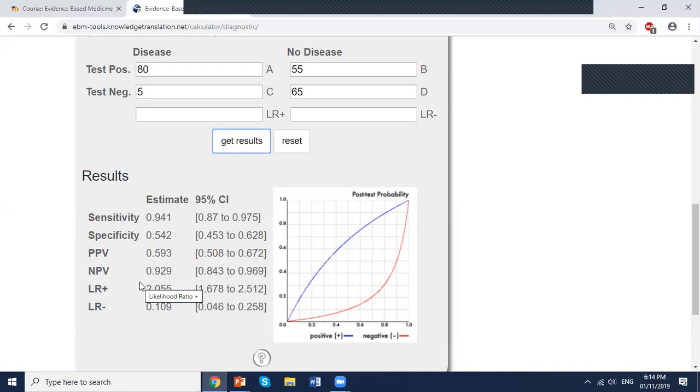Is that good? We said it should be more than 10. But 2, not all that. Negative likelihood ratio, 0.1, kind of just on the border. So if anything, if you get a result showing these results, it tells you the test is kind of good at ruling out the disease. Now notice this.